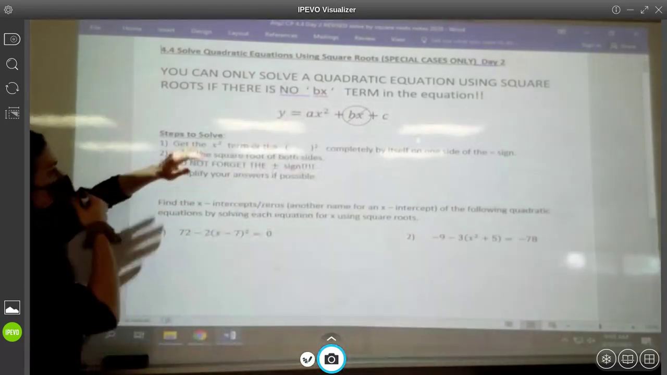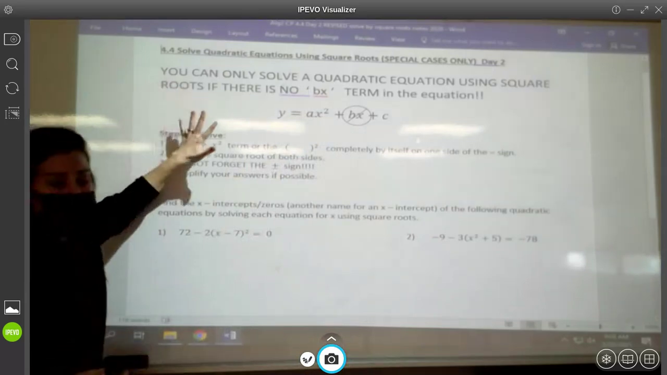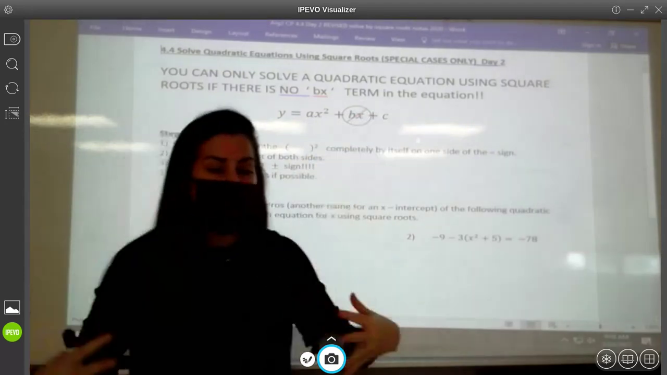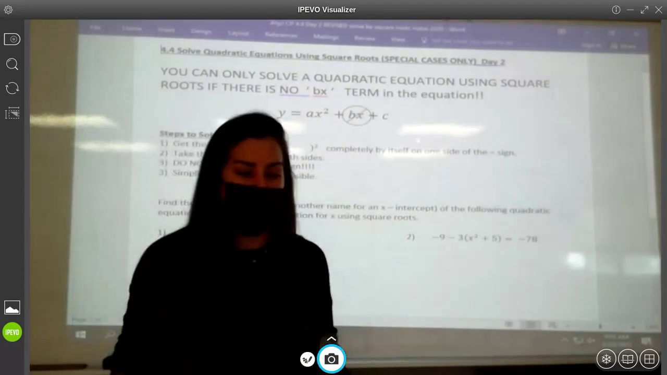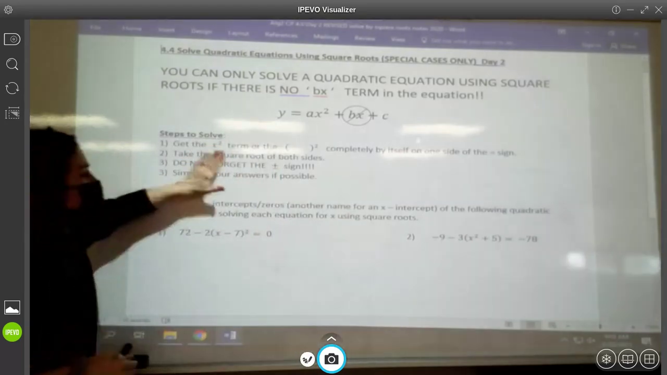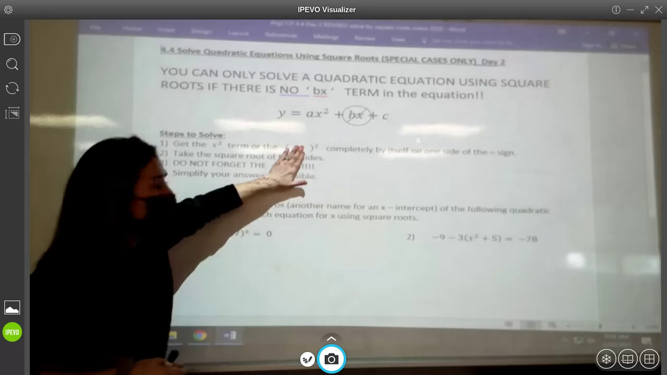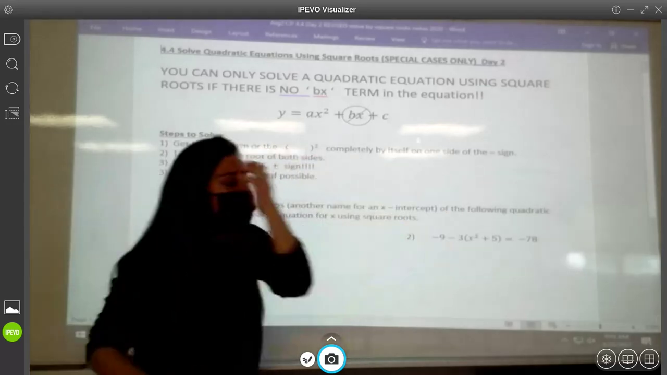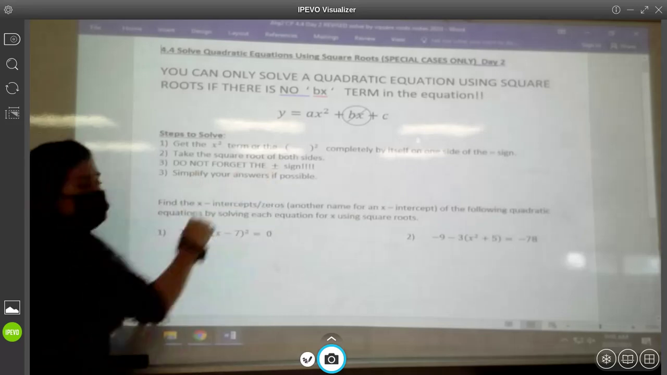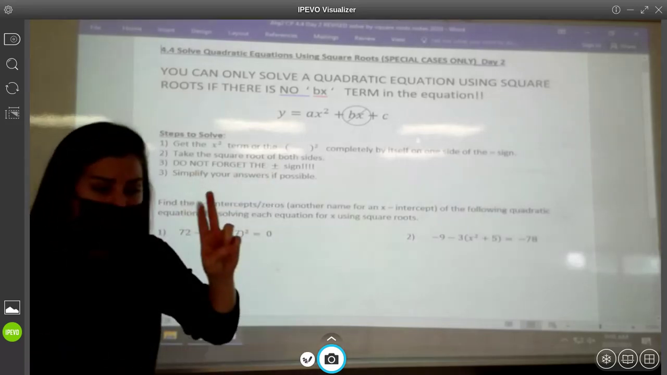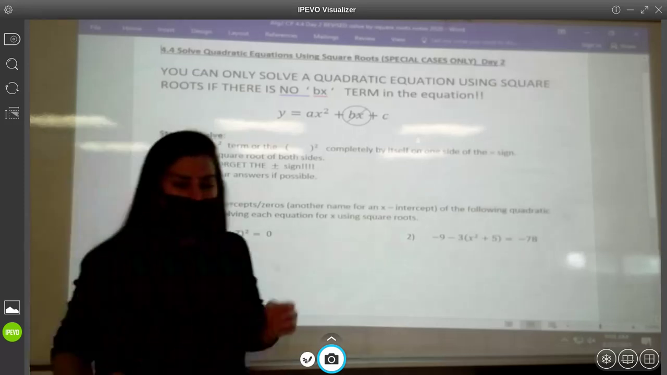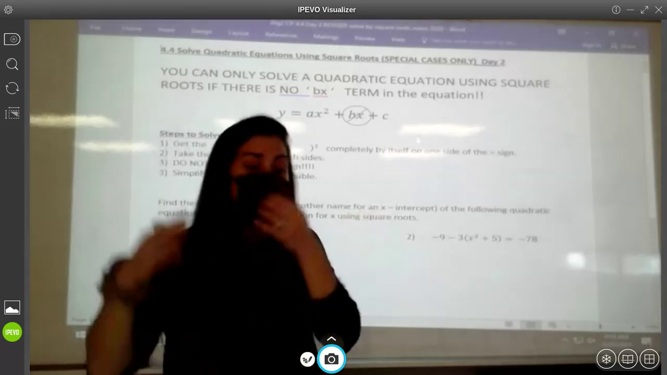So guys, if you're going to solve a quadratic equation using square roots, remember, there can't be just an x term, because I'm not going to be able to unsquare just x with a square root, all right? So here are the steps that we follow. You want to get the x squared term, or sometimes it's a parenthesis squared, completely by itself on one side of the equal sign. Then you want to take the square root of both sides. You don't want to forget the plus or minus sign, because remember, you should be getting two answers to a degree 2 quadratic equation. And then you always want to simplify your answer if possible. If any of these square roots can be simplified, we want to do that.